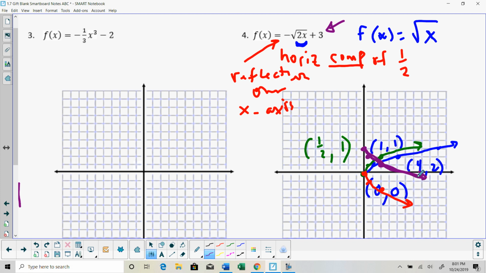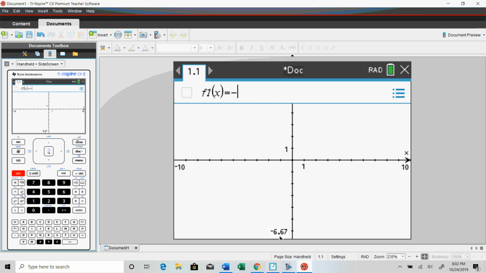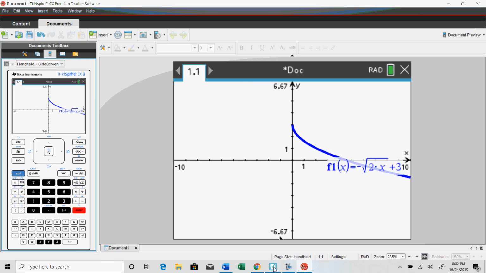All right, and let's confirm this with our calculator just to make sure we're doing okay. Okay, so let's take a look at this graph on our calculators. We are going to graph the opposite of the square root of 2x, plus 3. So I'm on a graphs page, opposite of square root of 2x, and then a right click, and then plus 3. I think that was the equation that we were graphing. Looks correct, and there it is.